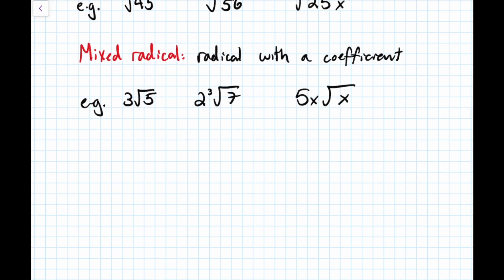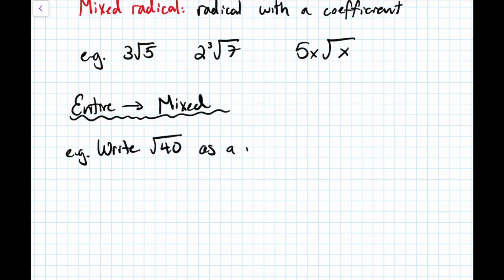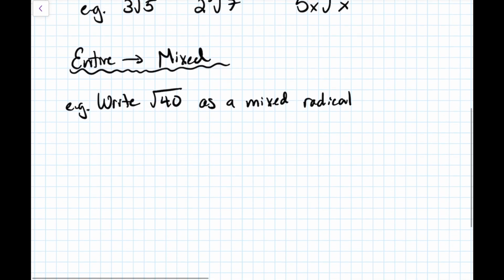so that when you see them next year, you'll hopefully be a little bit more familiar with them. So first up, how do I go from an entire radical to a mixed one? Let's say I wanted to write the square root of 40 as a mixed radical. Here's the nice thing. You already have essentially all the skills you need to do this, because everything that we did in the last video involving roots is going to be applicable here. So we're going to start, just like we did then, with prime factorization.